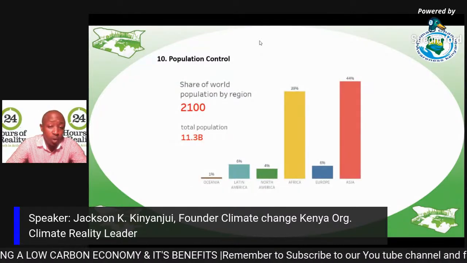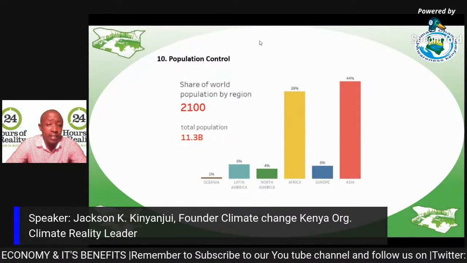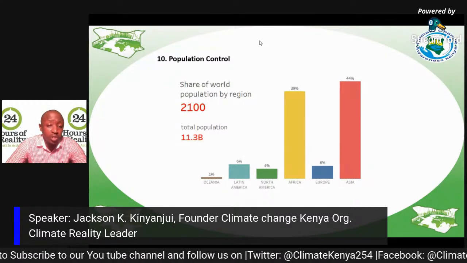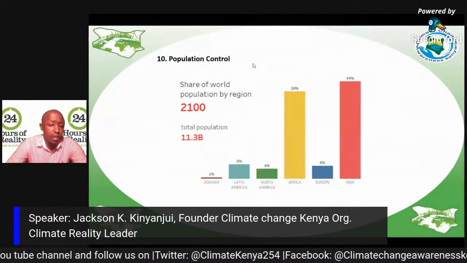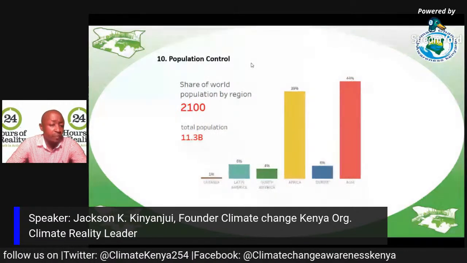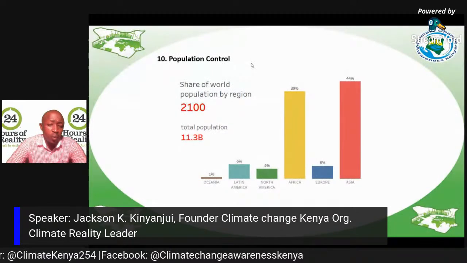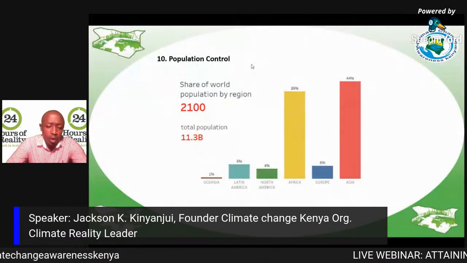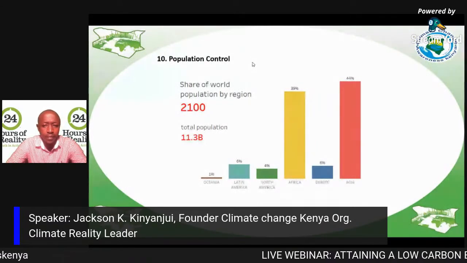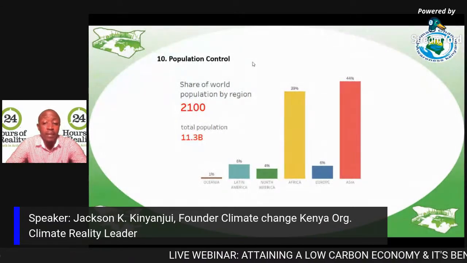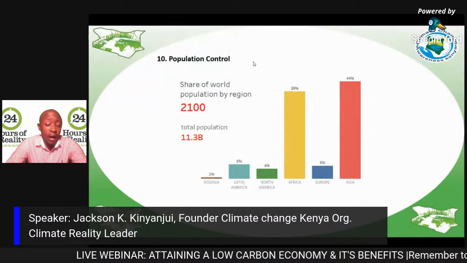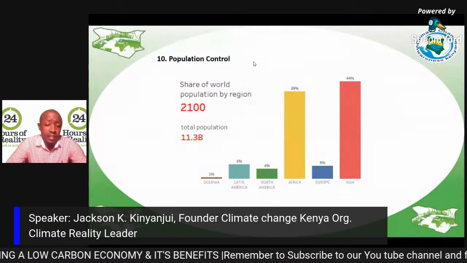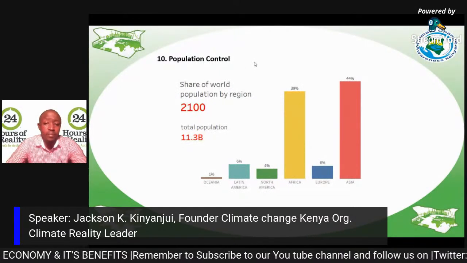Population control, the same way I've talked about earlier: by 2100 the population is estimated to be at 11.3 billion. And scientists have pointed out that 11.3 billion will be the carrying capacity of the earth. We cannot move beyond 11.3 billion. So this will mean that we'll have to face a calamity related to more deaths.